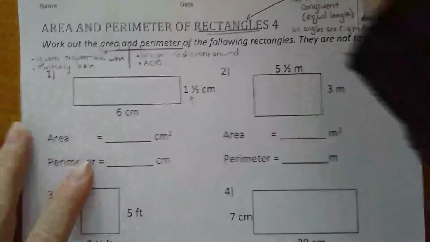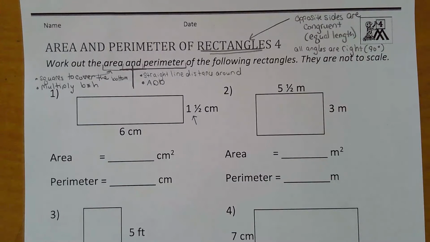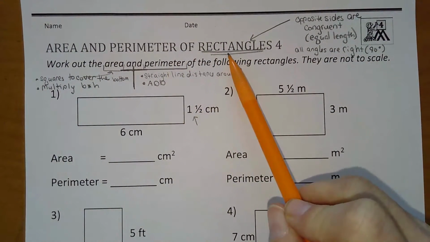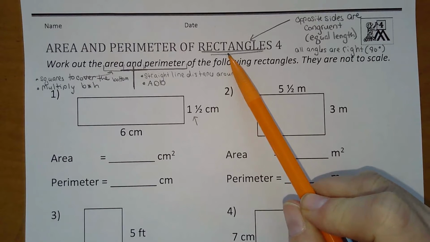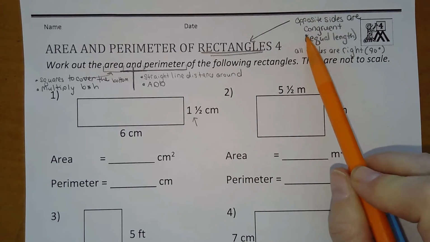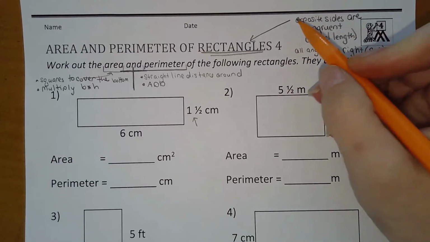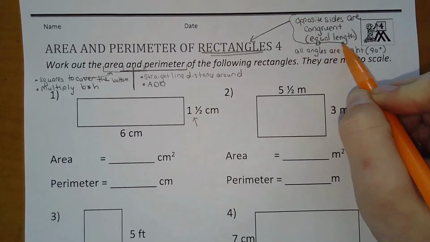So we have here the beginning of today's math assignment. This is meant to help review a couple of different ideas. One of the ideas is rectangles. In a rectangle, you know that opposite sides are congruent. That means they have equal length. Yes, I do want you to copy this down.